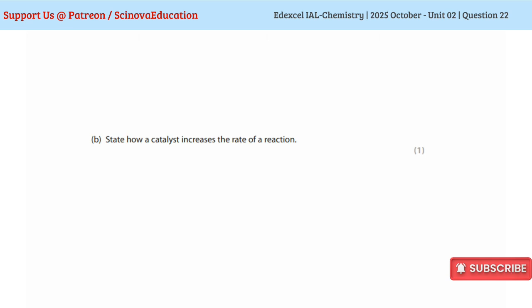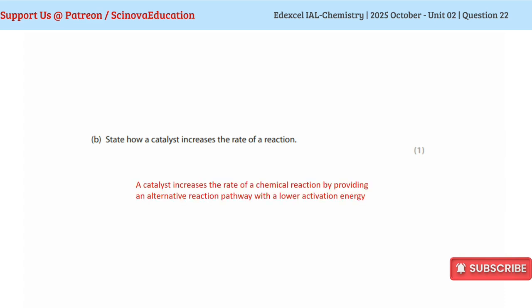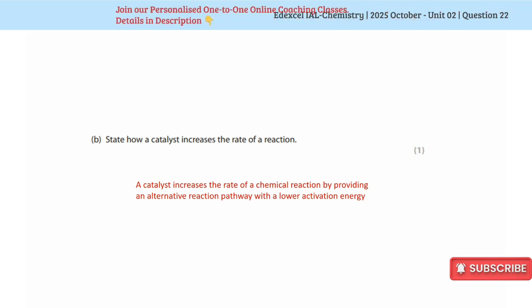Part B, state how a catalyst increases the rate of a reaction. Simply, a catalyst increases the rate of a reaction by providing an alternative reaction pathway with a lower activation energy.